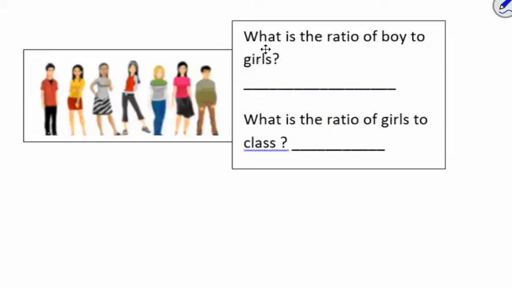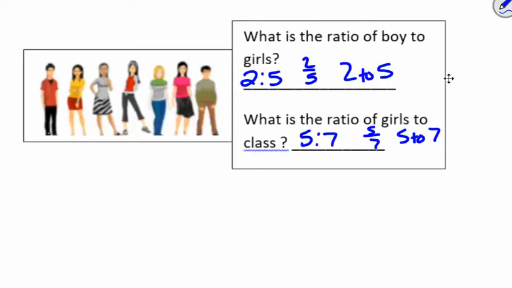All right, let's go to another example. I want you to write the ratio of boys to girls and then the ratio of girls to the class, okay? All right, pause the video and come back when you have your answer. All right, check that answer. We really didn't need to simplify anything. Okay, remember, order matters. Boys should be the first number, girls should be the second number, okay?